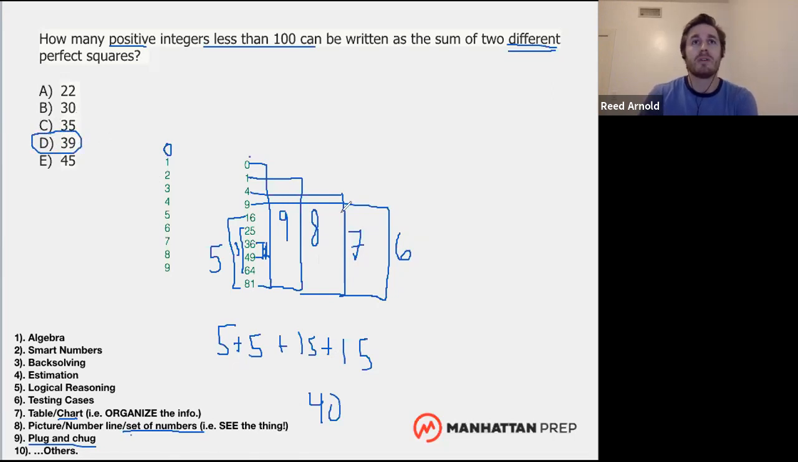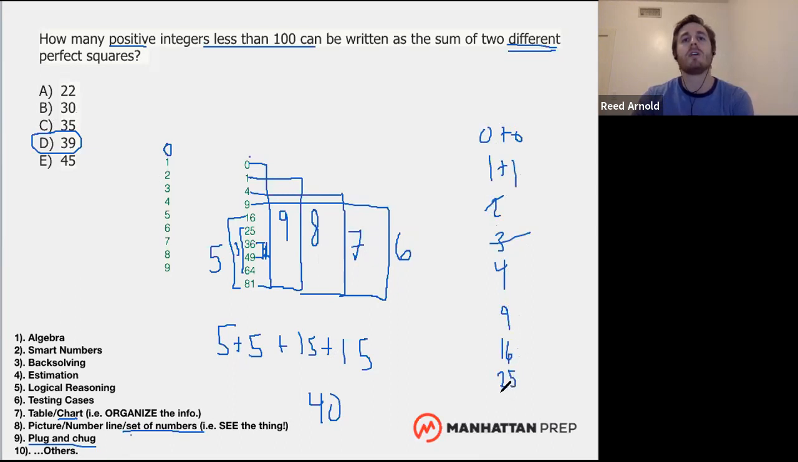Hella, what would it be if it didn't specify different? Well, we would have to include then 0 plus 0, 1 plus 1, 4 plus 4, 9 plus 9, 16 plus 16, 25 plus 25, 36 plus 36, and 49 plus 49. The others are going to be too big. Oh, no, sorry, not 2 plus 2 and not 3 plus 3. So that would be 1, 2, 3, 4, 5, 6, 7, 8 more that you would add. So that would be 47. I probably should have included that as a trap answer.